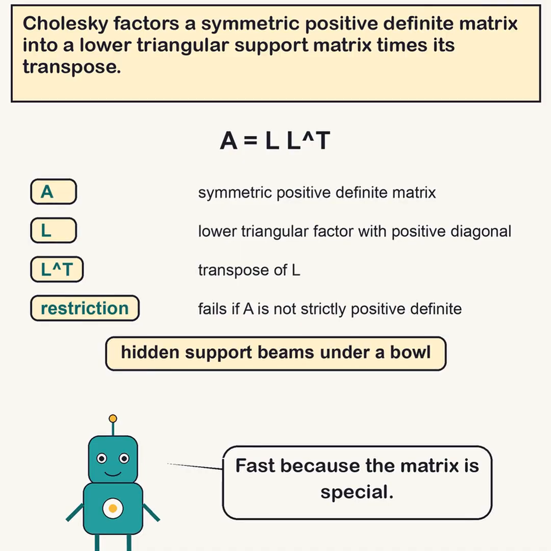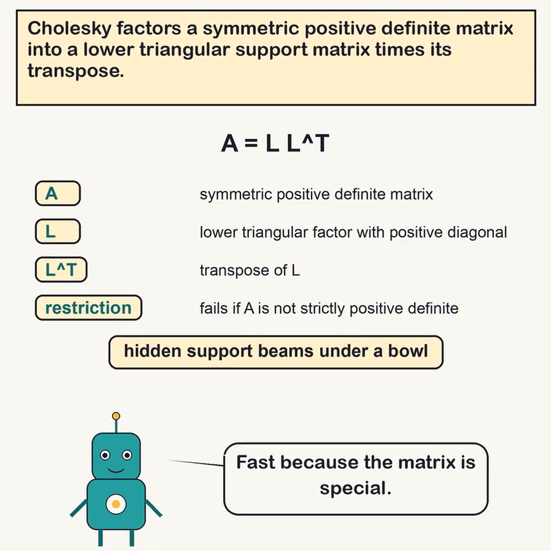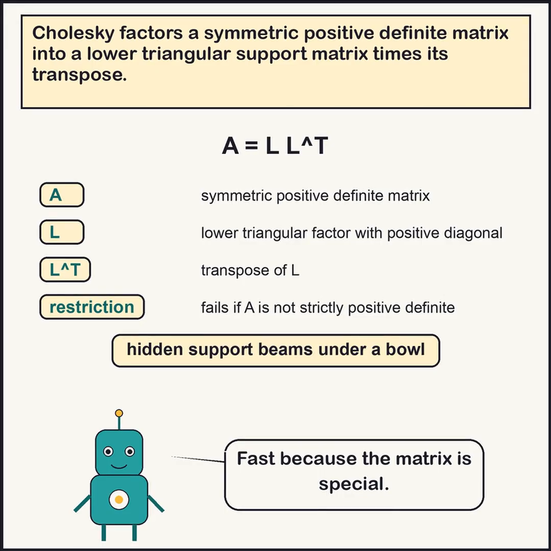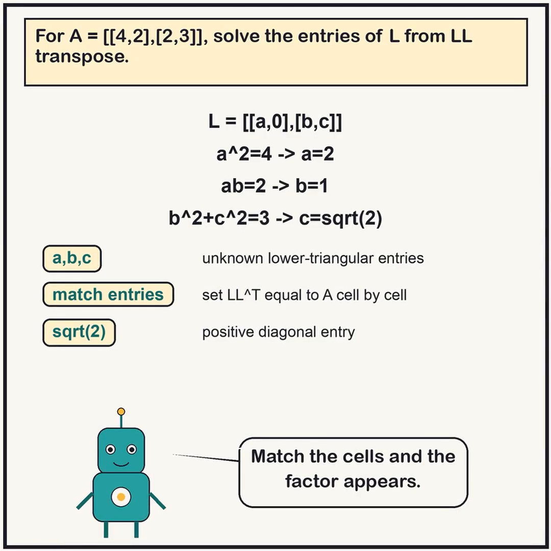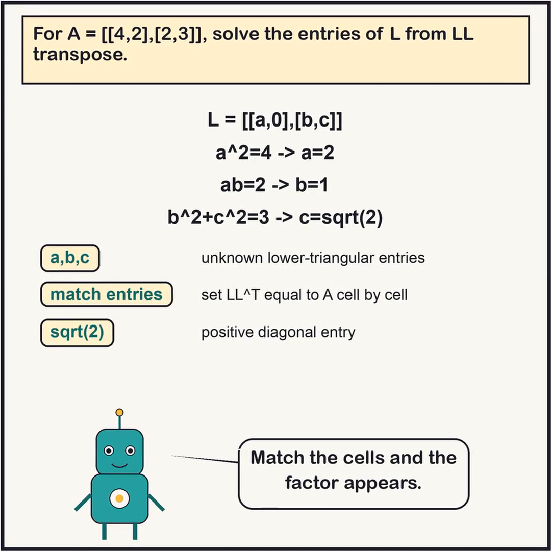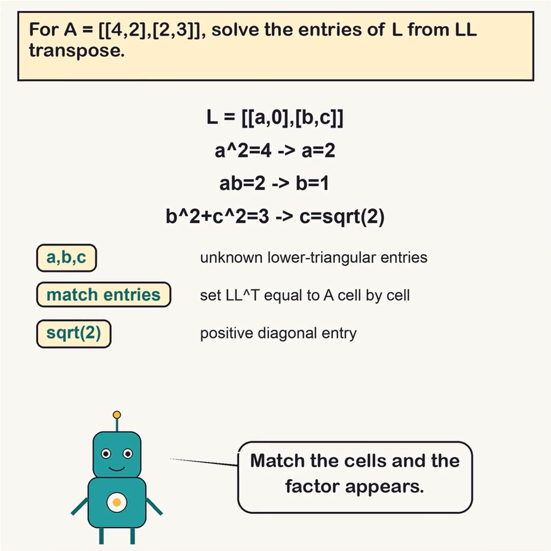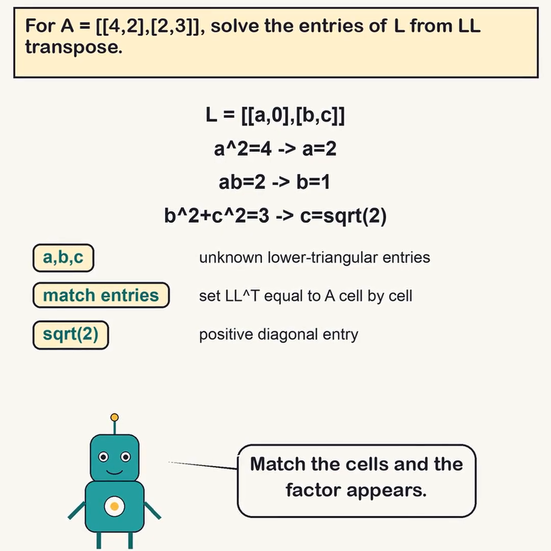It factors A as L L transpose, where L is lower triangular with positive diagonal entries. Real-world analogy: Cholesky is like building a stable scaffold from one triangular side and its mirror. In the 2x2 example, write L with unknown entries a, b, and c. Matching L L transpose to A gives a equals 2, b equals 1, and c equals square root of 2.